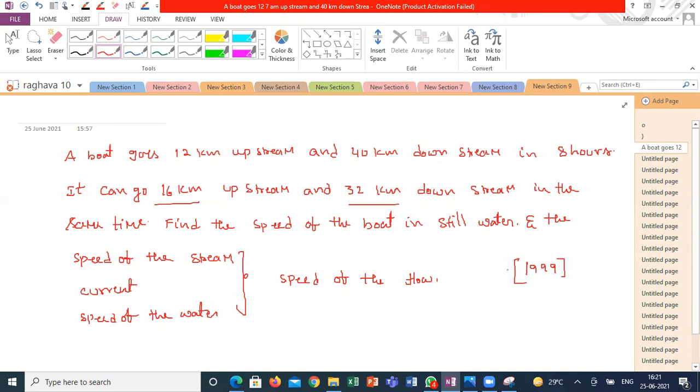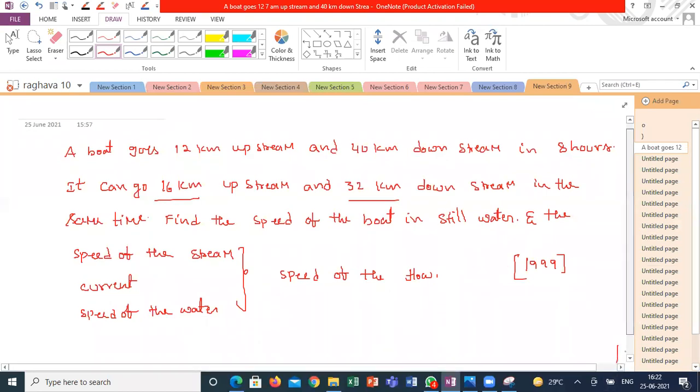Anyone can frame the equation. Let me know what equations you will get. What kind of logic you have to use here?